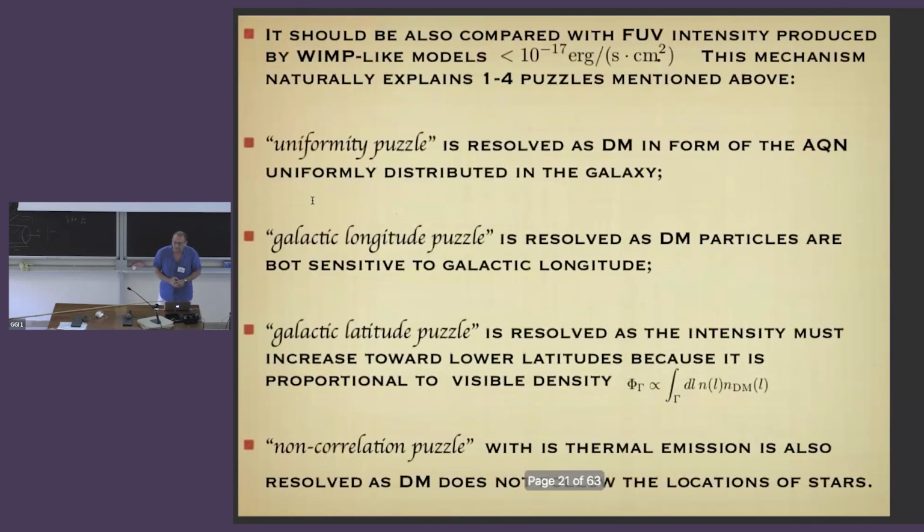If you do conventional baryons, they definitely can also radiate something because of annihilation, but it is 12 orders of magnitude smaller than what they actually observed. Again, just a huge difference. And in this case, all these puzzles I mentioned about uniformity, galactic latitude, galactic longitude, and non-correlation with UV emitting stars are immediately resolved.